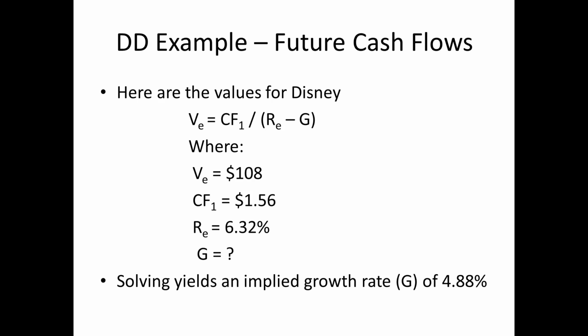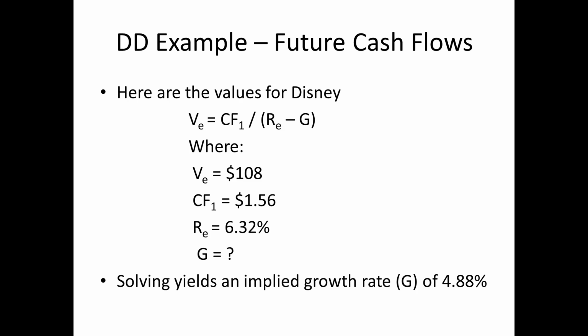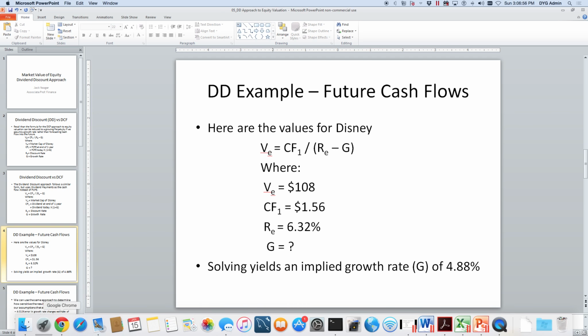So I'm doing this example using Disney again. If you recall from our last example, I went to Yahoo and found out that Disney stock was trading at about $108 a share. I've gone to Yahoo and found that the forward dividend for next year is assumed to be $1.56. I can show you that real quick.